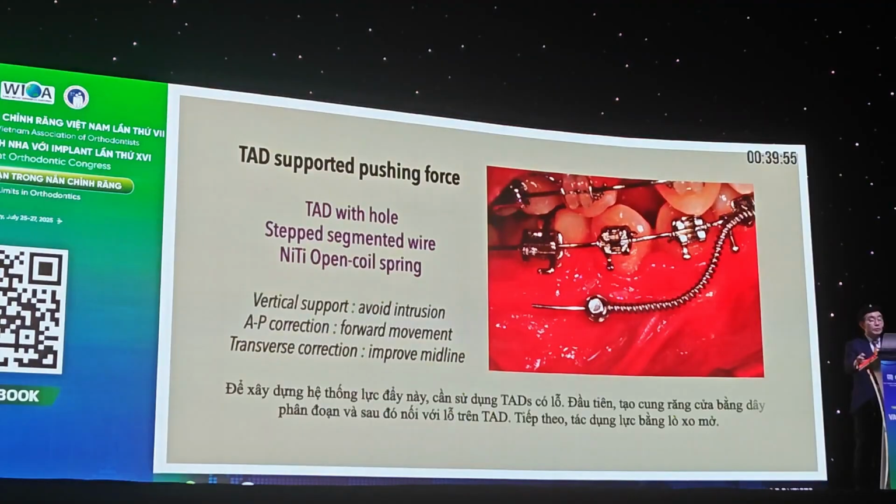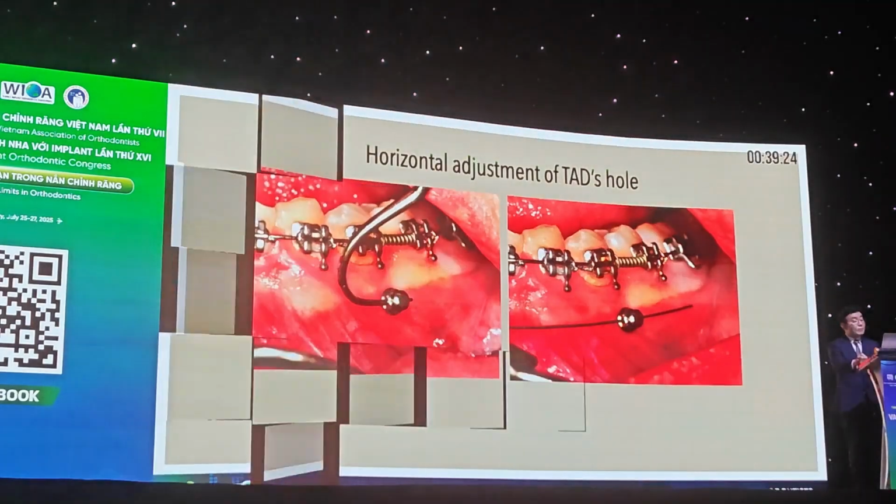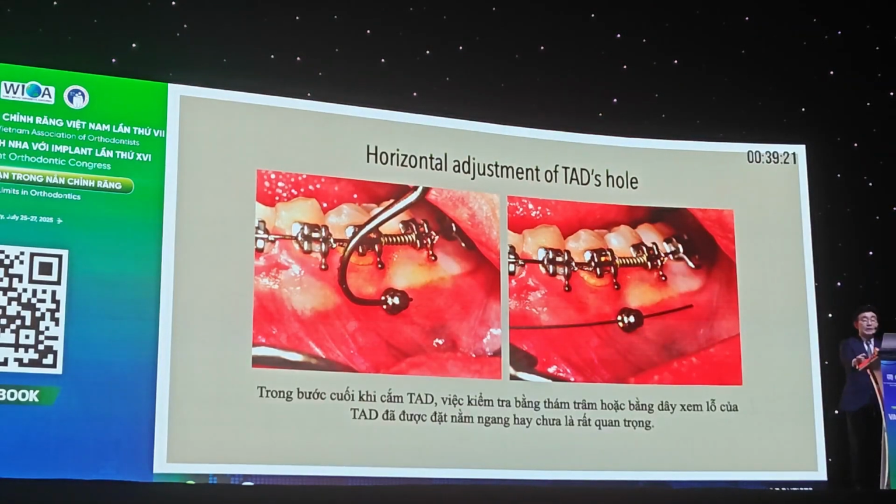To construct this pushing force system, the pad with aperture must be utilized. First, create the incisor arch using a segmented wire and subsequently connect it to the pad hole. Thereafter, apply force with an open coil spring. Many manufacturers provide this pad with hole. Personally, I have preferred to utilize the anchor proximity screw from Myeongsang CNM company in South Korea for 25 years. During the final stage of pad installation, it is crucial to verify with an explorer or a wire that the hole has been installed horizontally.